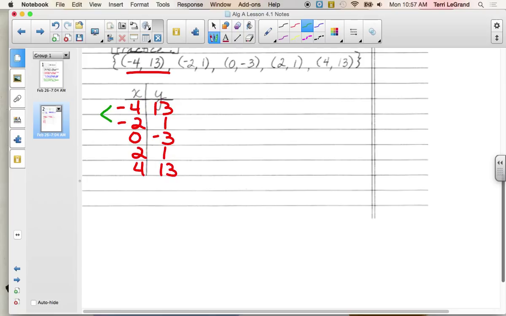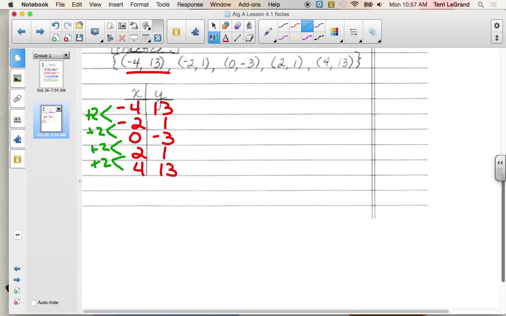Okay. What's going on in the X's? Let's see, -4 to -2, what happens? Add 2. Okay, you guys figure out the rest of them on your own. Figure out the rest of those changes in X. What happens as you go down the X column only? Don't worry about the Y's right now. Do they keep going up by 2s? Yes, we have a constant change in X.